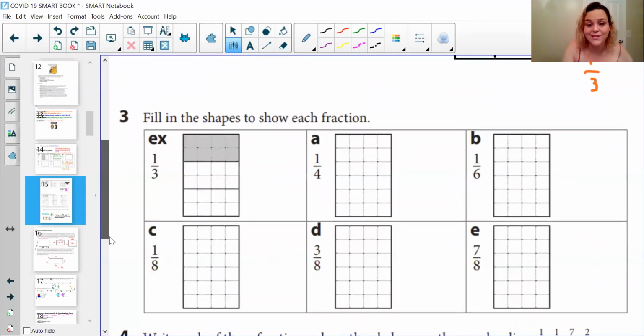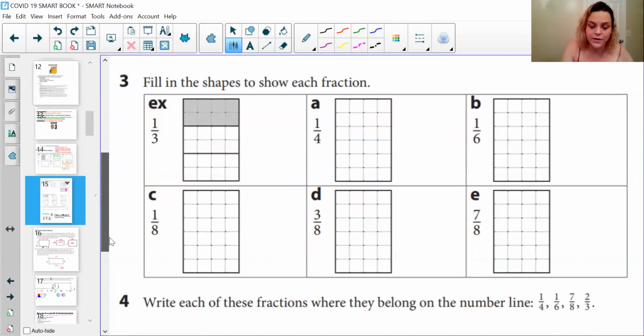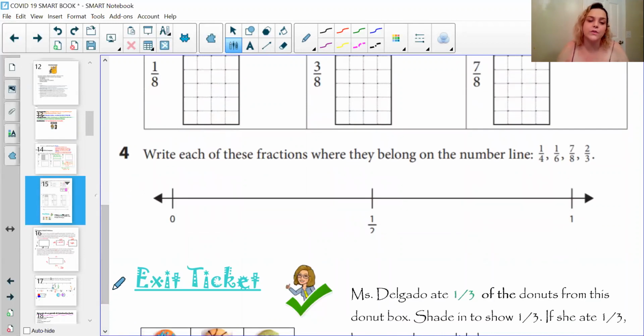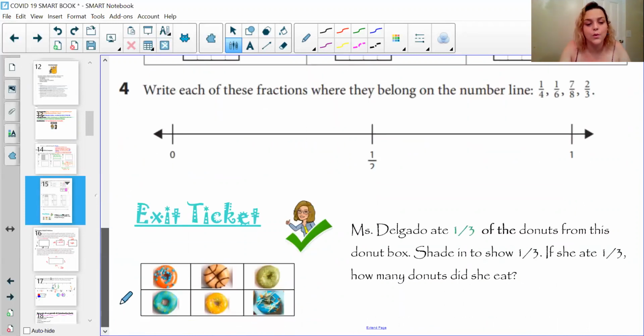I'm gonna ask you guys to do number 3 using that recipe card that we used earlier, number 4 as well. For number 4, it says to write each of these fractions where they belong on the number line: 1/4, 1/6, 7/8, 2/3. We've definitely done a lot of this throughout the year, so I want you to try it. Whatever you don't understand from this packet, we'll definitely be going over in small groups whenever you meet with your teacher. And last but not least, I'm gonna ask you guys to do an exit ticket today.